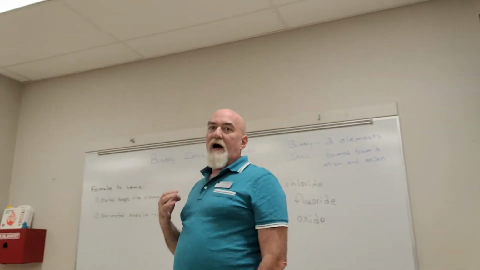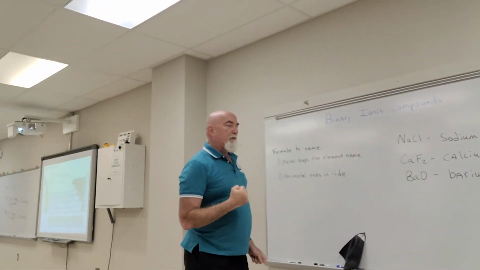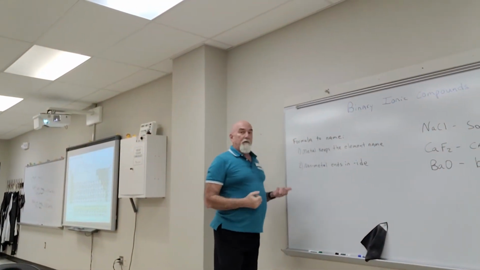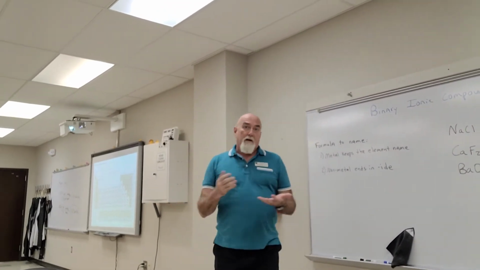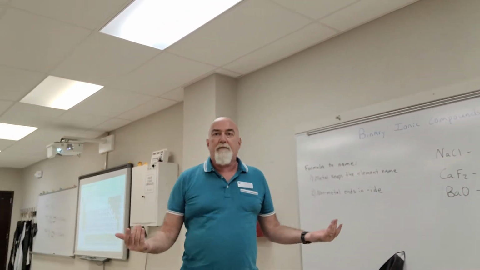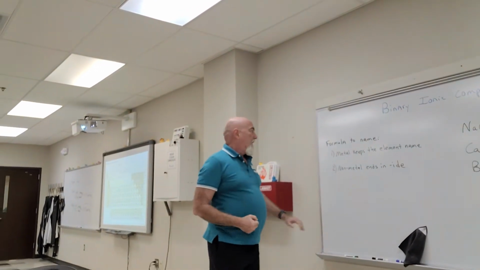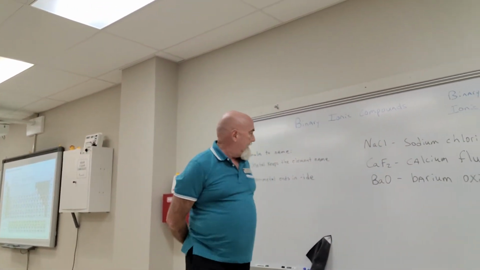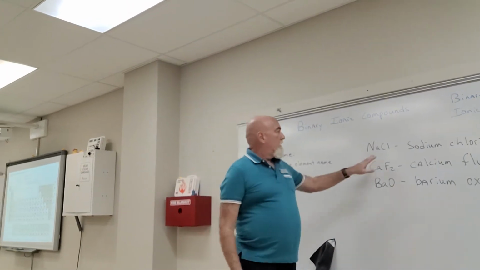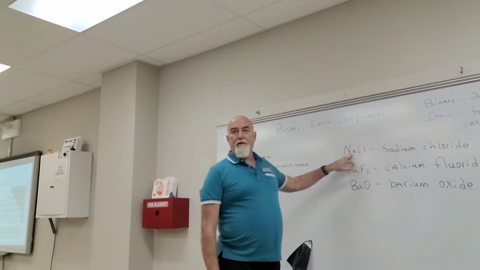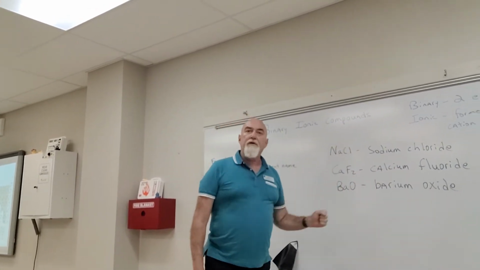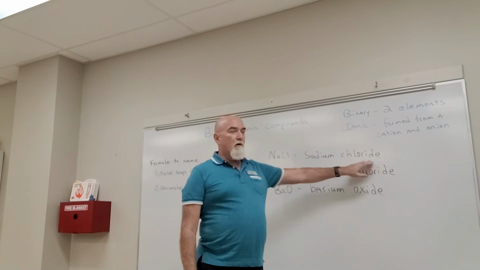If we've got the formula and we want to write the name, we only have to remember two things. The metal keeps the name of the metal. Sodium is sodium. Barium is barium. Strontium is strontium. Aluminum is aluminum. It doesn't change. And the nonmetal, we drop the ending and it ends in ide, I-D-E. For example, this compound right here, our metal is sodium, our nonmetal is chlorine. So it's not called sodium chlorine, but sodium chloride.